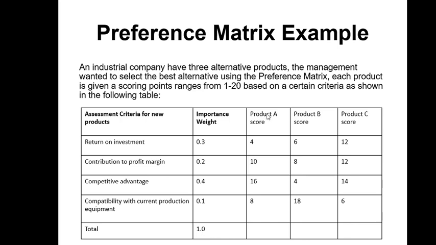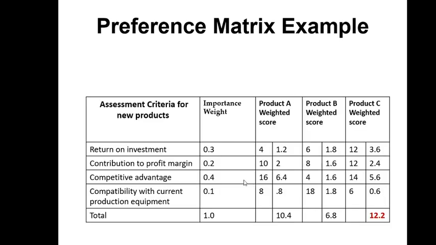Here, product A for example, these scores I represent for you as a joke. Product A in the first criterion got 4, this one got 6, product B, product C got 12, and so on. These are the scores for each one according to these criteria, out of 20. For product A, the highest, very important for them, is the competitive advantage, where it got a score of 16 out of 20. Okay, and so on. Let's see the solution.